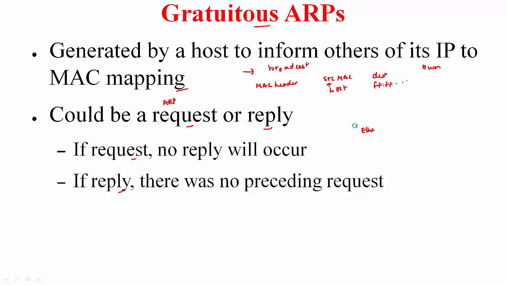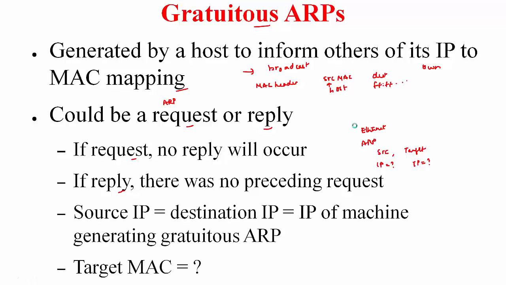Within the Ethernet payload, in other words, the ARP message, there are the source and target MAC and IP, and so on. In this Gratuitous ARP, what do you think the source IP is set to, and what do you think the target IP should be set equal to? Well, straightforward, since there is no other host other than the host generating Gratuitous ARP, both the source IP and the destination IP is set to the IP of the machine generating Gratuitous ARPs. The source MAC is also set to the MAC address of the machine generating this Gratuitous ARP.